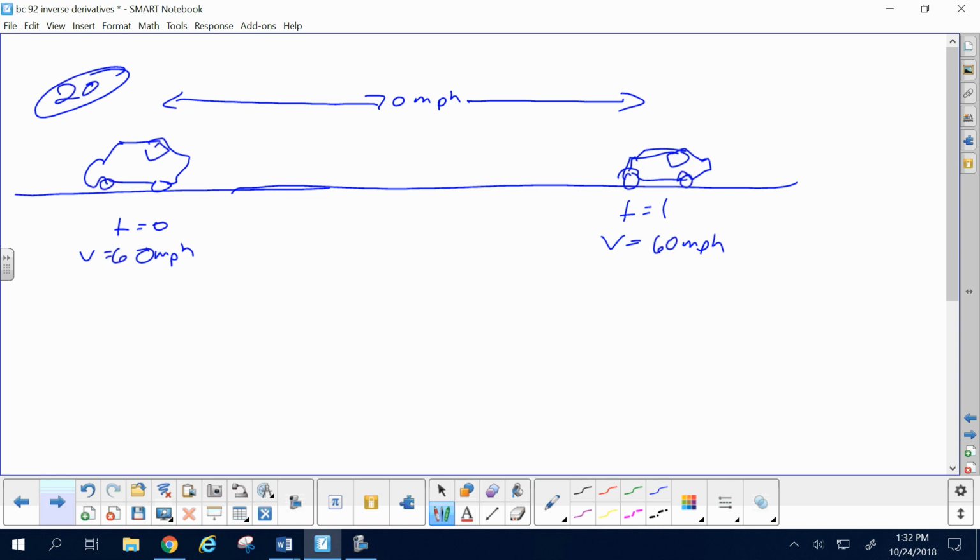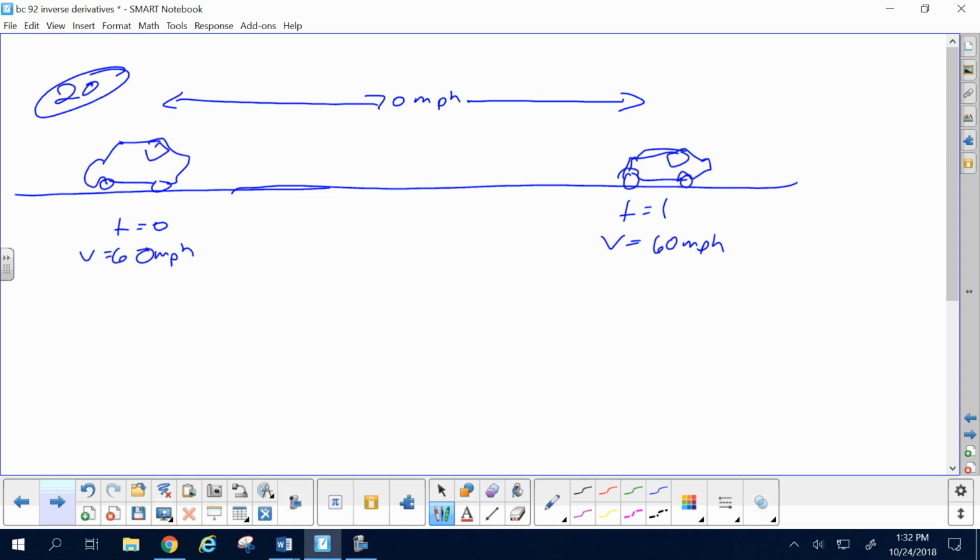Now his argument is, wait a second, I never broke the law. When you saw me, I was going 60. And the judge says, hold on. By the mean value theorem, there must have been an instant where you were going 70 miles per hour. Done. Proved. Do you say the position is continuous and differentiable, or the velocity? Position is continuous and differentiable.